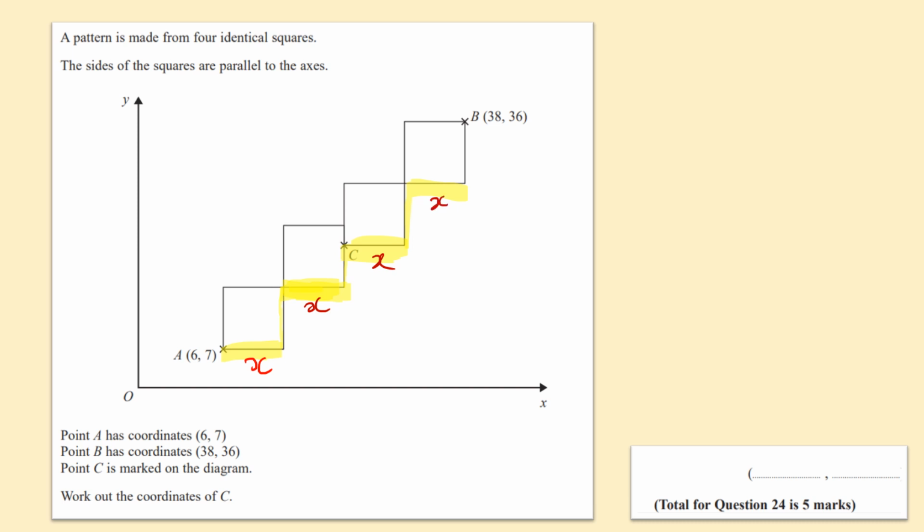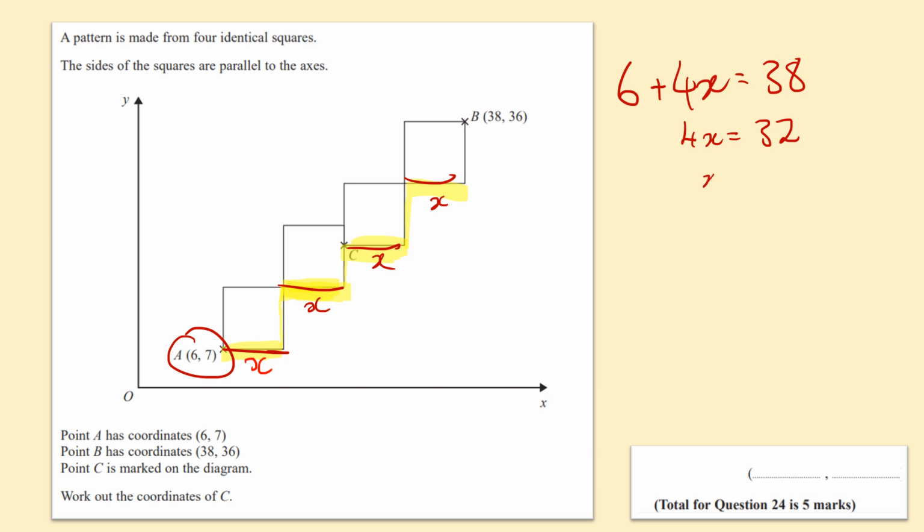That takes my x coordinate from 6. So I start at 6, I go along x, along x, along x, along x, and that gets me to the same x position as coordinate B. By traveling 4 x's, I've gone from an x coordinate of 6, I've added 4 lots of x on, and that's got me to an x coordinate of 38. Now I've got an equation that I can solve in terms of x. If I subtract 6 from both sides, I get 4x is 32, and so x is half of 32 is 16, half of 16 is 8, so x is 8.